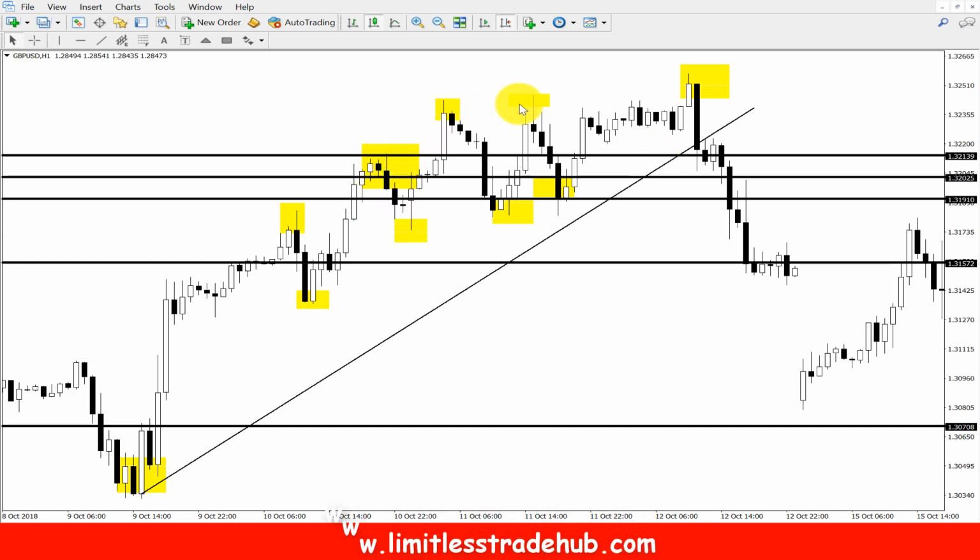And we will never place a sell order at a higher high point, because we only sell in a down market and we only buy in an up market. So one more time, 1, 2, 3, 4, 5, we can place 5 trades in this up move.